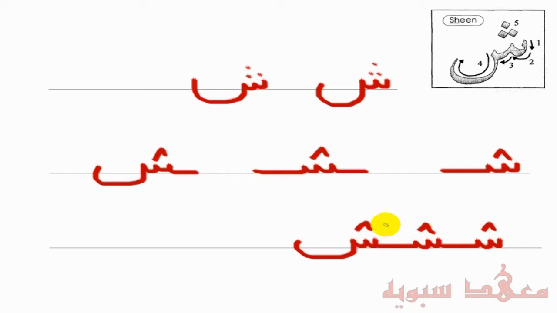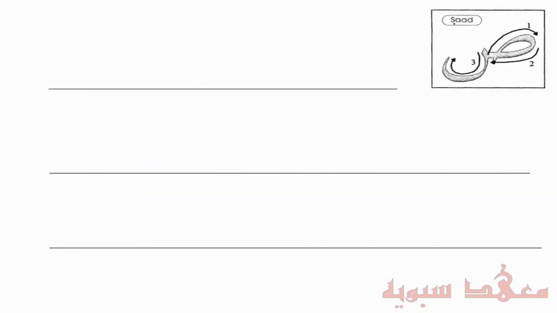Now with dotting, the correct way is to write out the letters first and then do the dotting. So you write out all these sins first, and say you wanted to dot them and make a sheen, then you start from the right hand, dot these, and then dot these. And that's the way it's done with all letters. Letters first, dots second. Next letter is the sad.